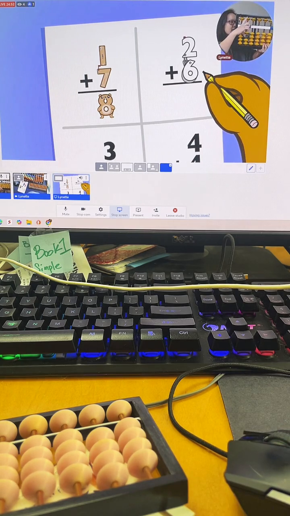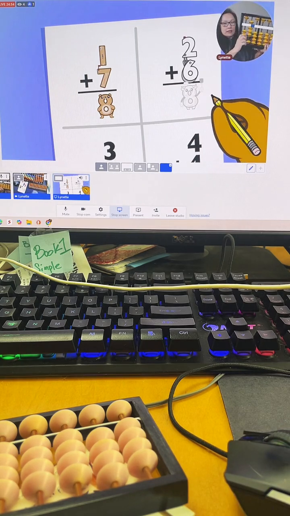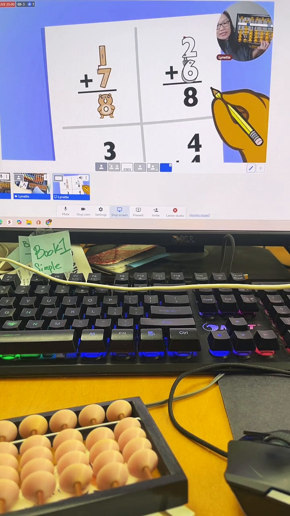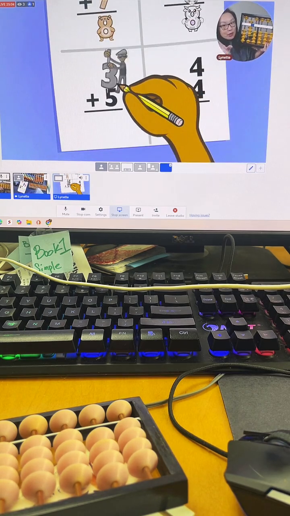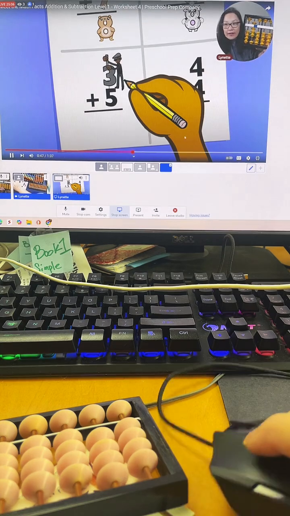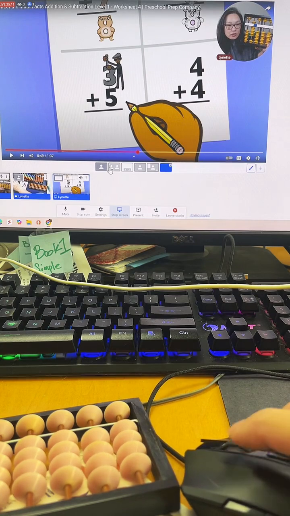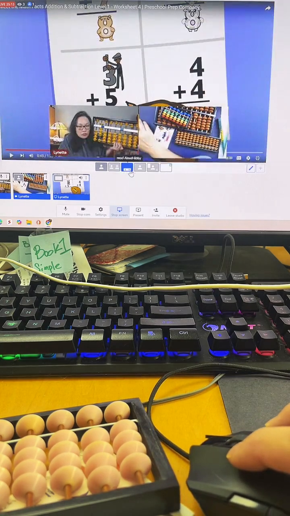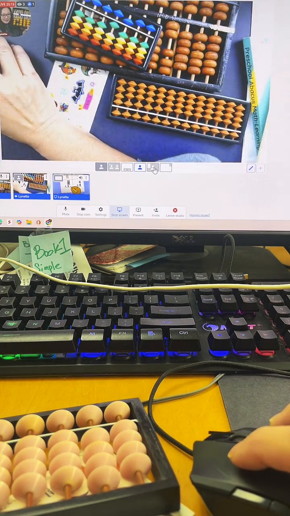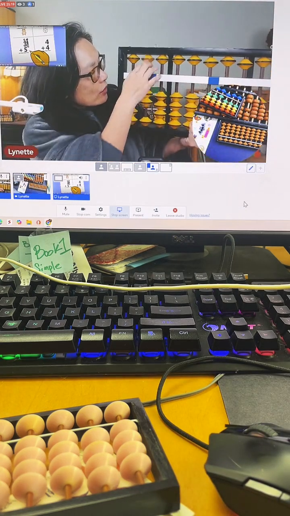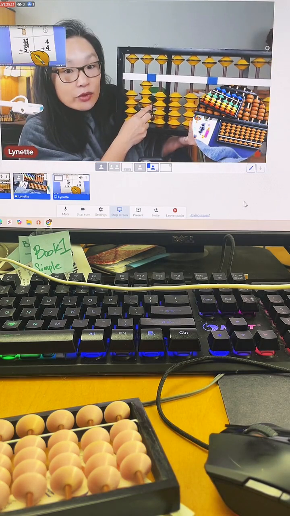We have 2. 2 on the abacus. There we go. So we have 2 on the abacus, right? And then we want to add 6. So we add 6. We have 1 bead on top and 1 bead on the bottom. So it's easy. This is what we call simple. The reason why we call it simple abacus is because we don't have to worry about any formulas.